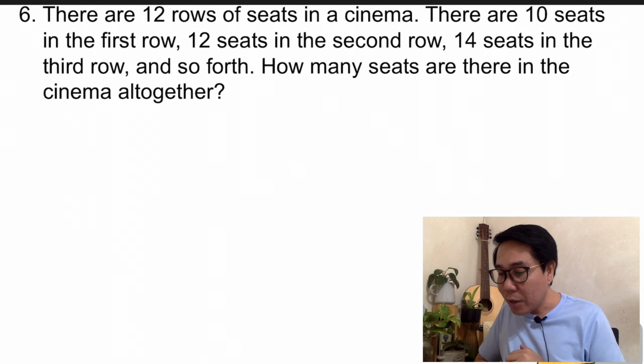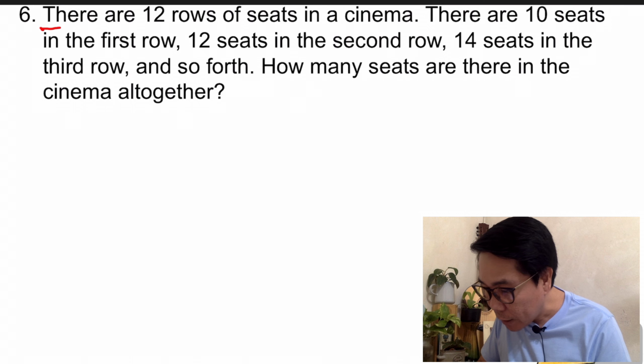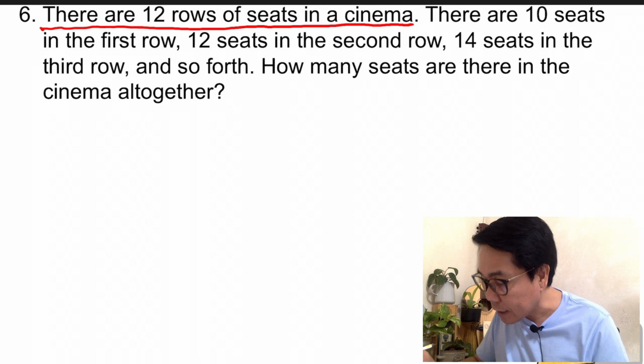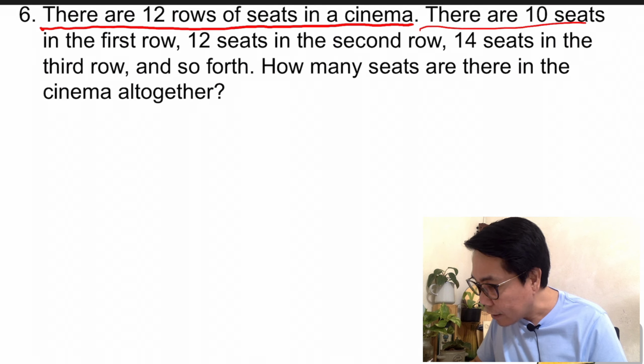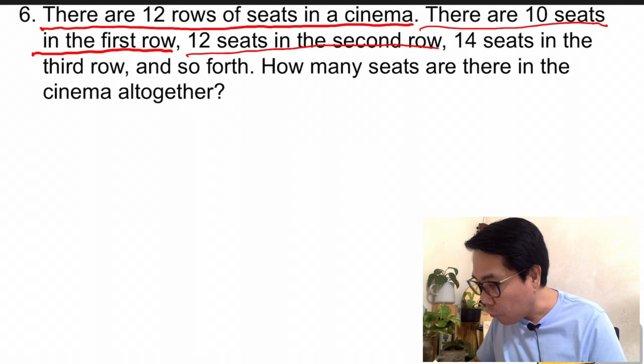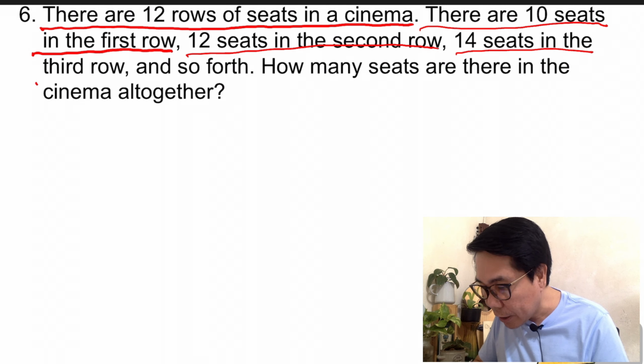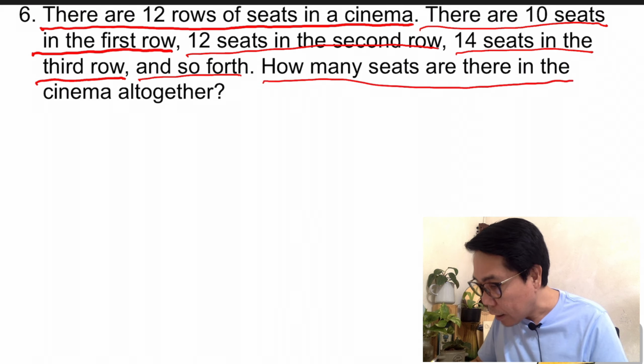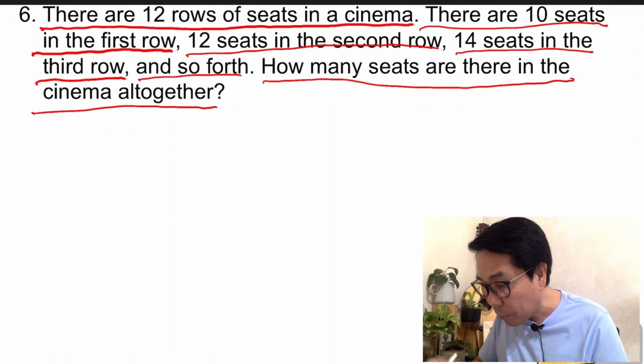Okay, so there are 12 rows of seats in a cinema. So the first statement I have to underline. Now, there are 10 seats in the first row, 12 seats in the second row, and 14 seats in the third row, and so forth. So the pattern continues. Now the question is, how many seats are there in the cinema altogether?